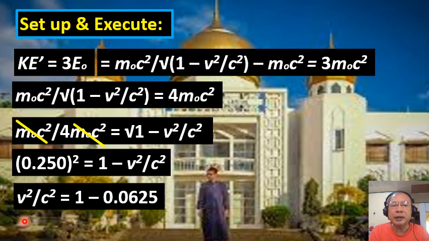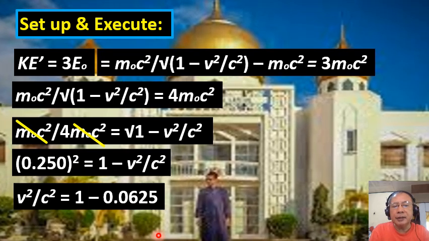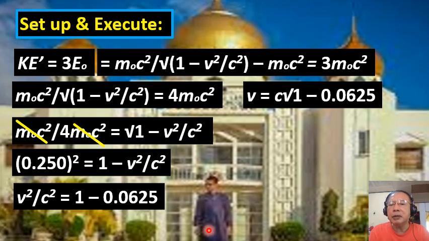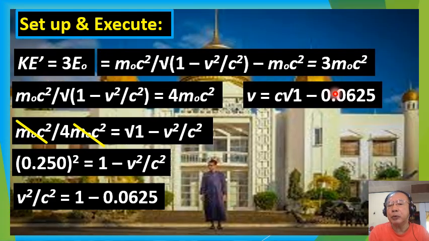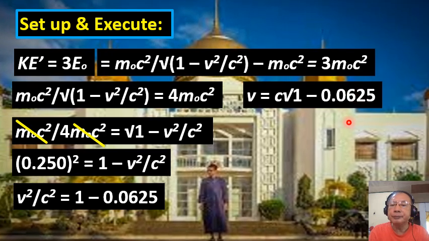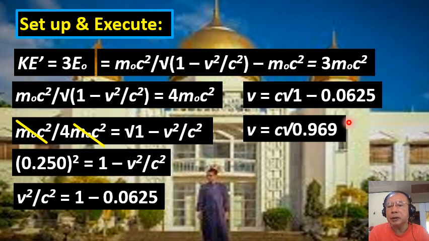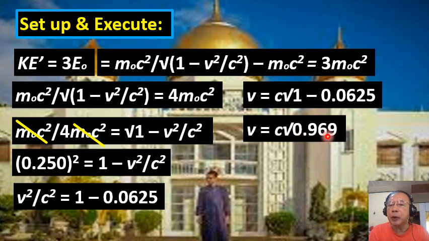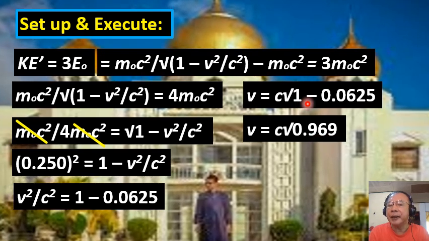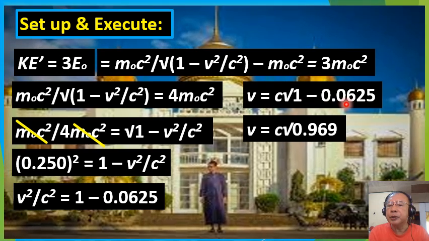by transposing c squared to the right side of the equation and then getting the square root once again, this is what we get. V equals c multiplied by the square root of 1 minus 0.0625. That is, v equals c multiplied by the square root of 0.969. This is the difference, all right, of 1 minus 0.0625.